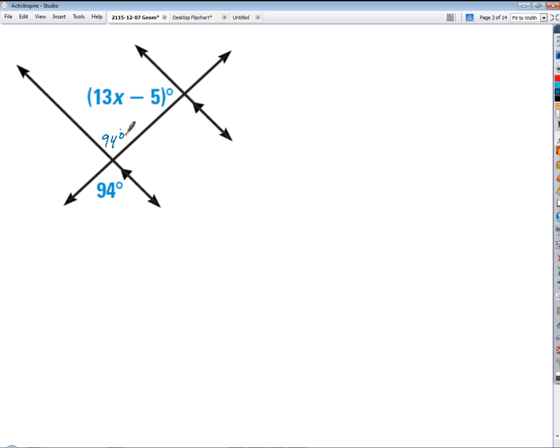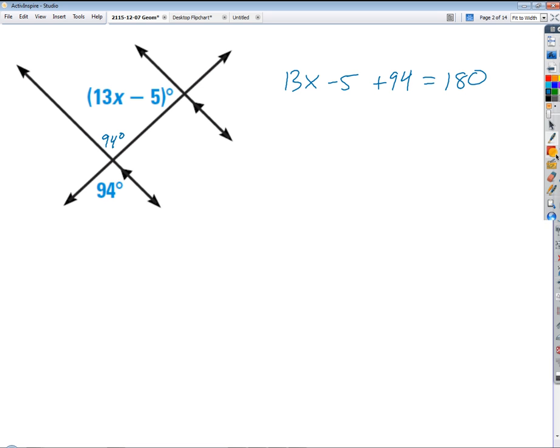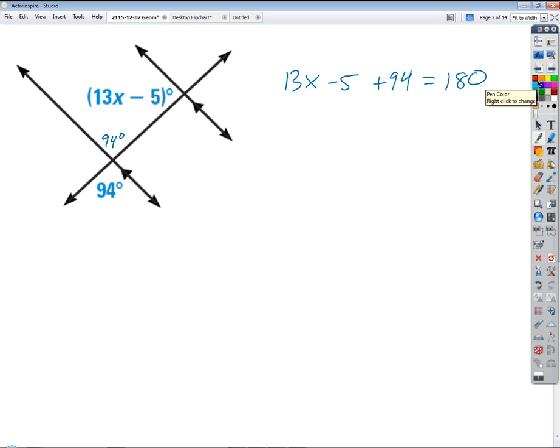So then if these are supplementary, we could create the equation 13x minus 5 plus 94 must add up to 180, and I could just solve for x, right? Make sense? Okay. Any other ideas? What else could we do? Maybe another way we could approach it. That was great. There's nothing wrong with that one, but just to illustrate, we could have done this many ways.